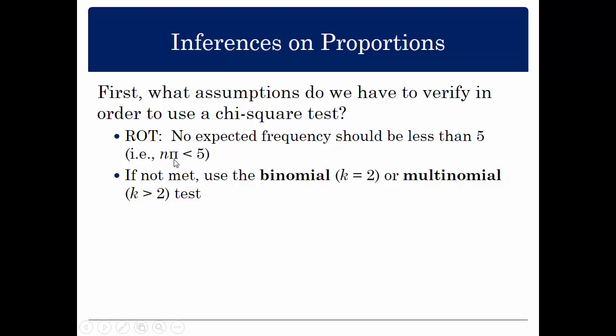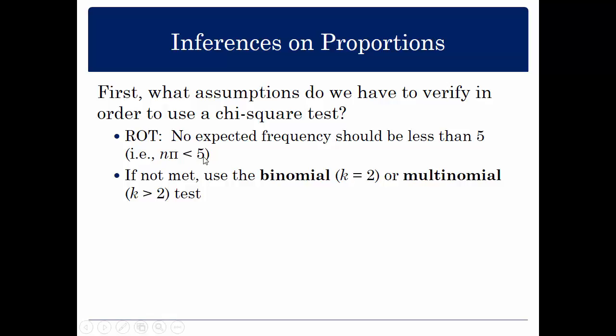So if 75%, well, obviously 75% is the bigger one. The easiest way to do it is start with the smallest, and if the smallest meets the criteria, then you don't have to worry about the rest. So take 25% of your sample size and make sure it's bigger than 5. In our case, we have 100 samples. So 0.25 times 100 is 25. So we meet the criteria for performing the chi-square test on this data.